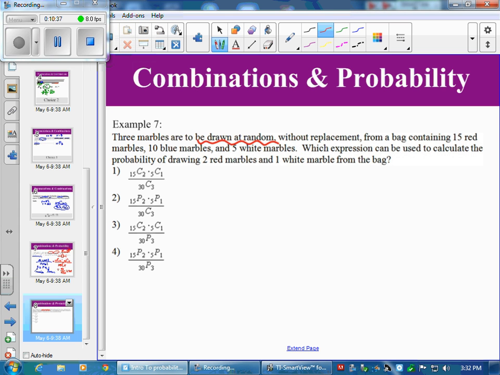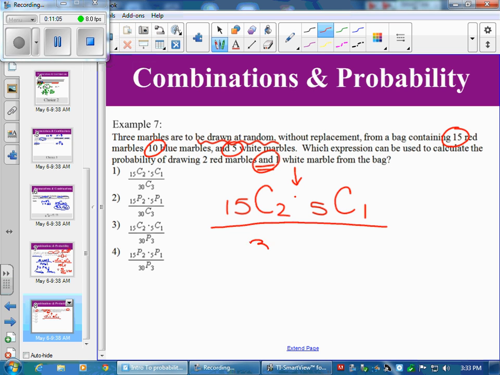Well, the probability of getting 2 reds out of a total of 15 would be 15C2, and 1 white. So I have 5 white, and I want to pick one of them. The reason I have a multiplication here is because of that word "and." Now the total, if you look at this, I have 10 blue, 15 red, and 5 white, which means I have a total here of 30 marbles, and I'm trying to choose 3 of them. Specifically 2 red and 1 white, but that's your numerator, that's what you want over your total.